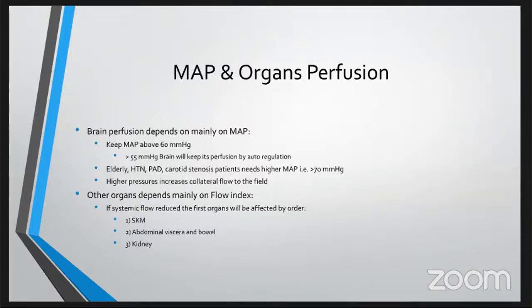For other organs, perfusion depends mainly on the flow index. So if the systemic flow is reduced, the first organs to be affected, in order, are usually the skeletal muscle, abdominal viscera and bowel, and the kidney.